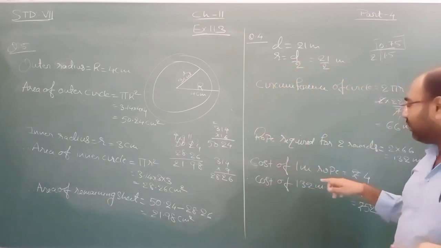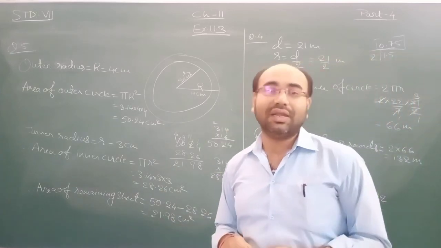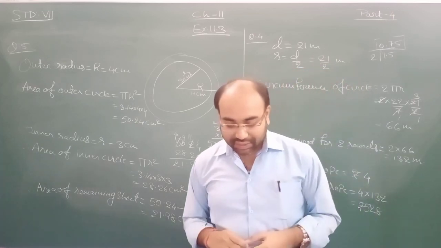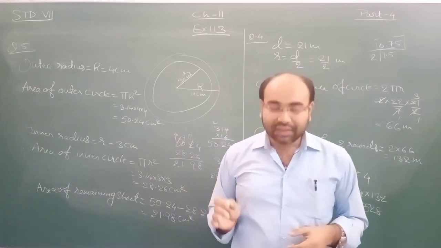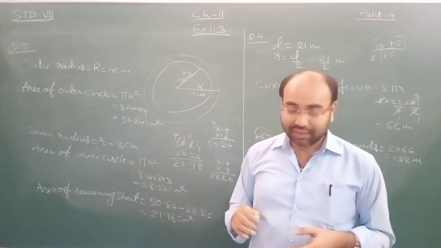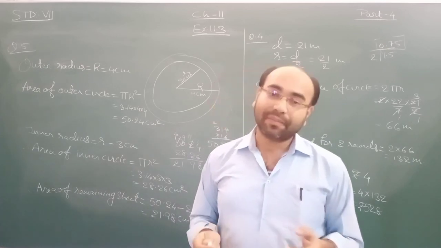The same way, cost of 1 meter lace is equal to rupees 15. So therefore cost of this many meters of lace is equal to, just multiply and get the answer. Here you have to take the value of pi as 3.14. So be careful in applying the value of pi. You have to take 3.14, not 22/7.